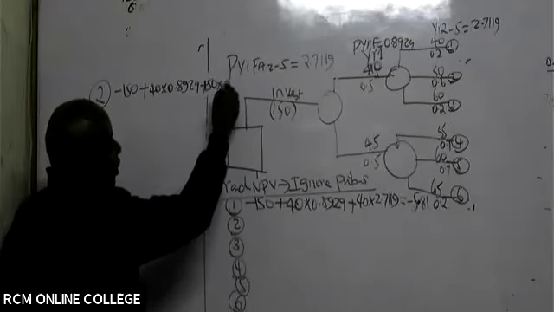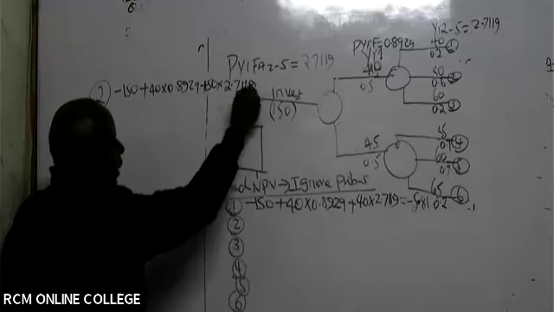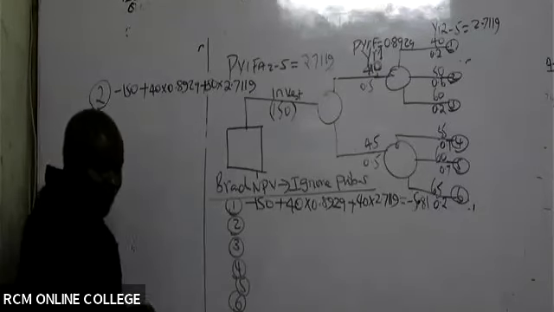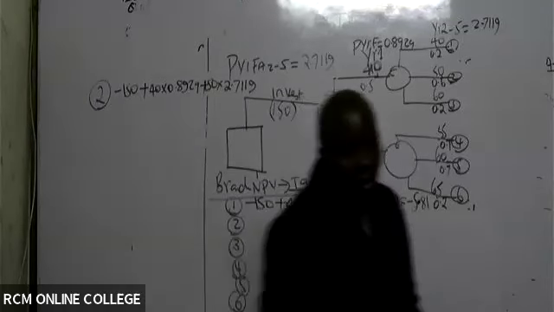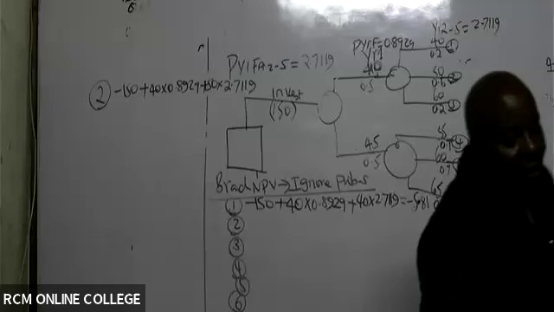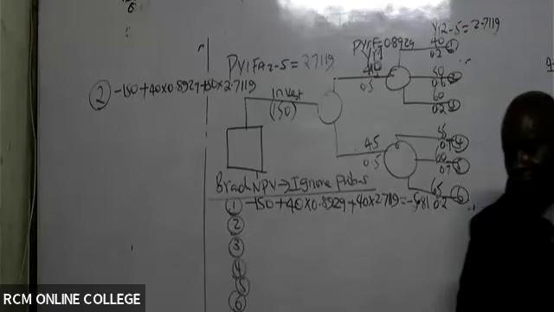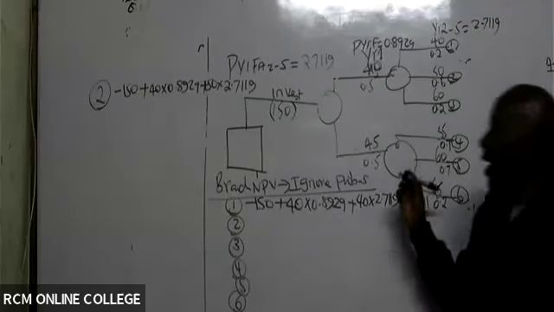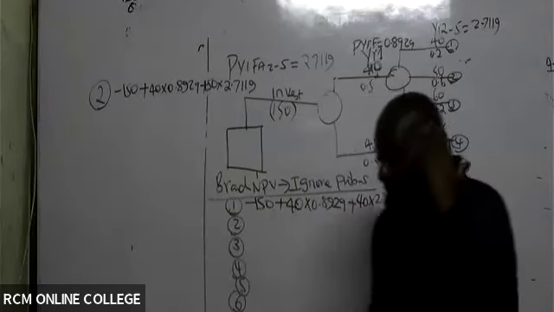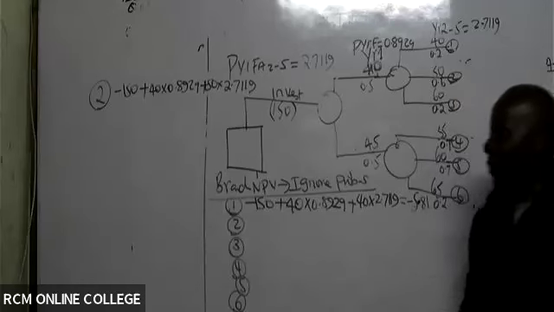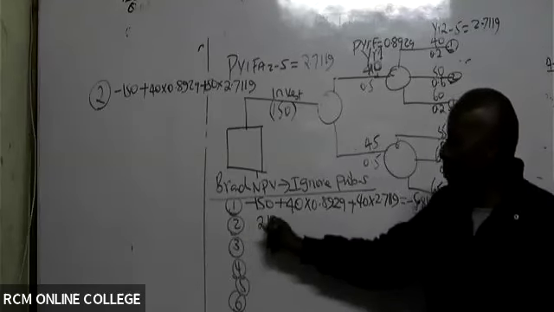2.7119. So in this case, according to Madam Maureen, it is 21.31. So this is 21.31. Thank you so much. She's confirming that branch 2 is 21.31.